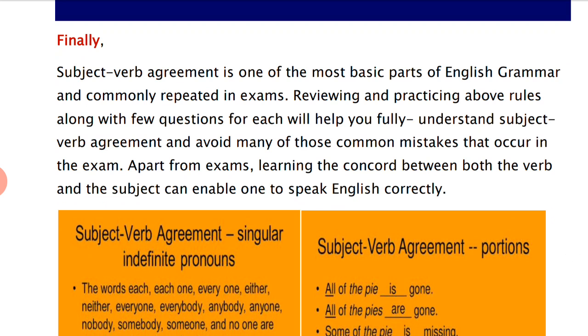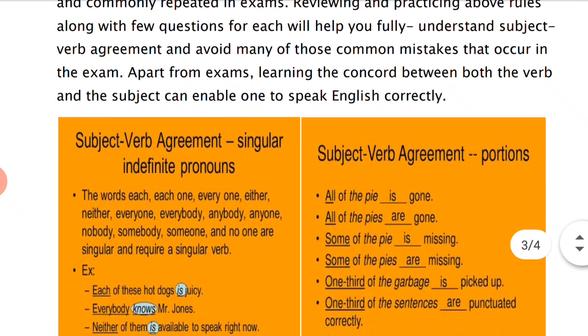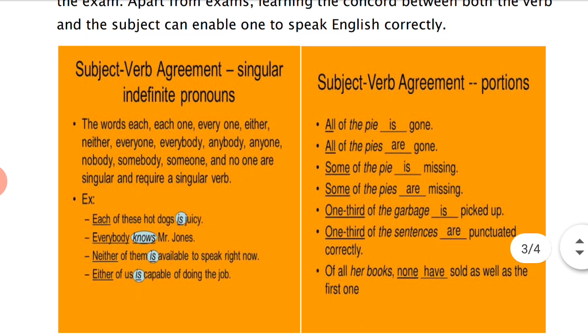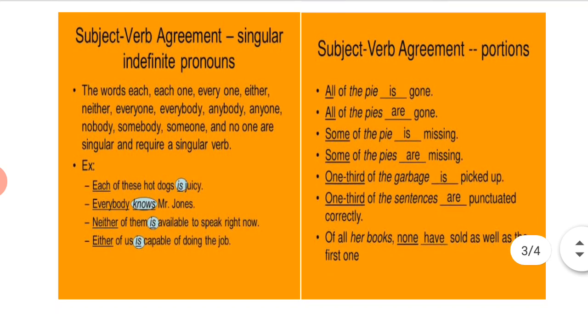Finally, subject and verb agreement, subject and verb concord is one of the most basic parts of English grammar and commonly repeated in exams. So you get to review them, because apart from exams, learning the concord between both the verb and the subject can enable one to speak English quite correctly.